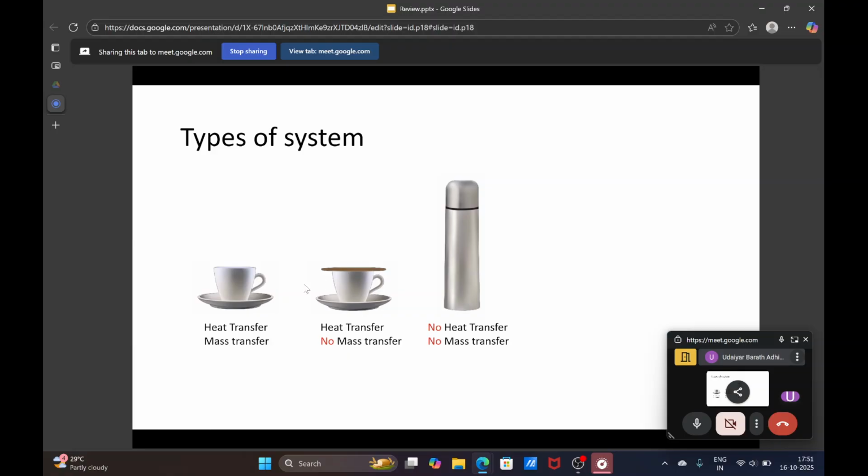When you close this cup of tea with a lid, you are not allowing the mass to escape. So this becomes a closed system, but in this case you still have heat transfer. So this is a closed system, a control mass system. Previously it was a control volume, then it became a control mass. Then if you pour it into an insulated flask or a thermos flask, you are now not allowing the mass to escape as well as the heat to escape. So there is no heat transfer, no mass transfer, and no work transfer. So this becomes an isolated system.